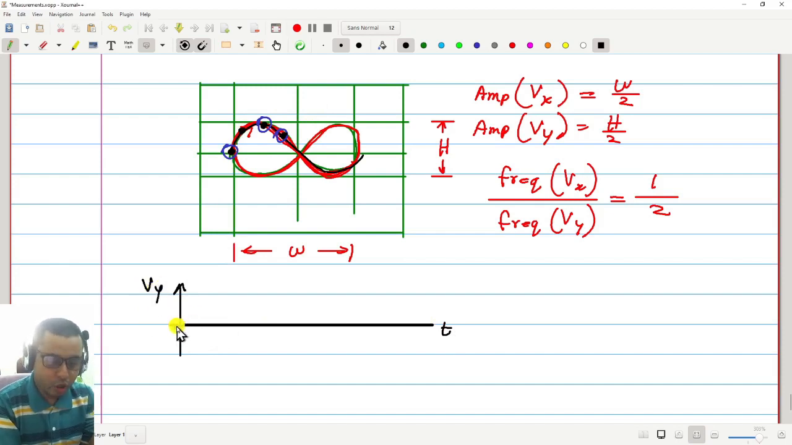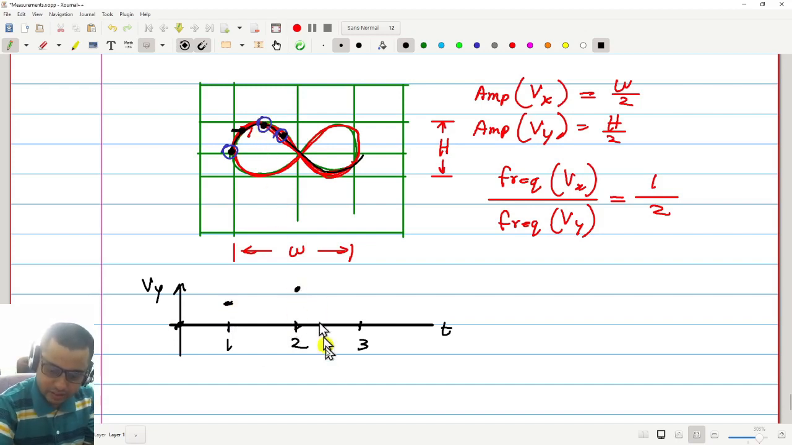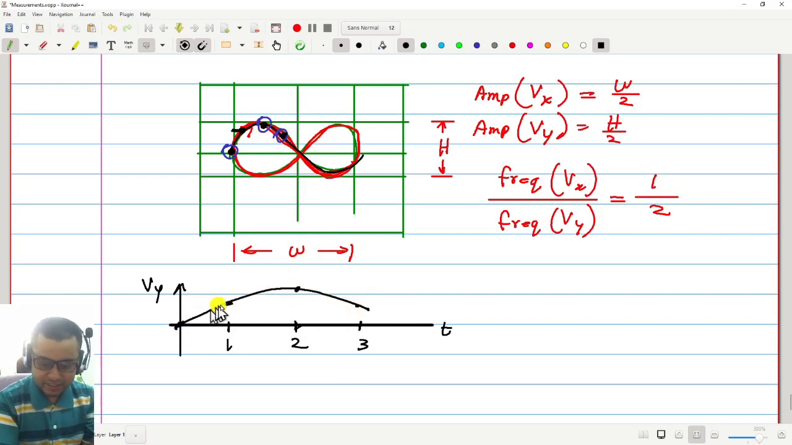At t equal to 0, what will be the voltage? 0. At t equal to 1, what will be the voltage? This voltage, this value. Same amount as this and this. At t equal to 2, this height. At t equal to 3, this height. Now you join. This is going to look like a sinusoid.